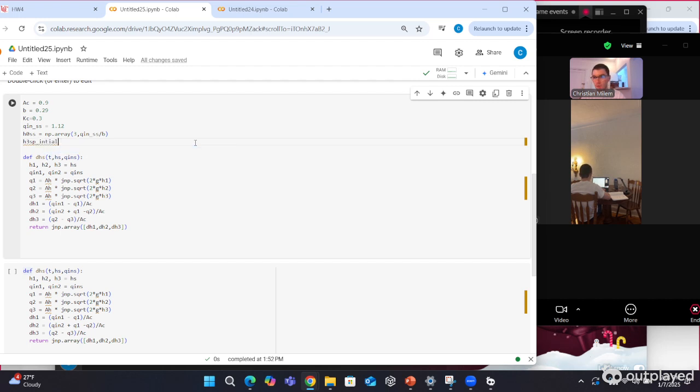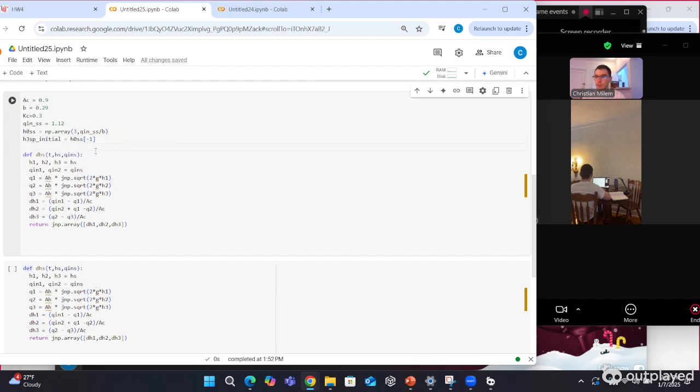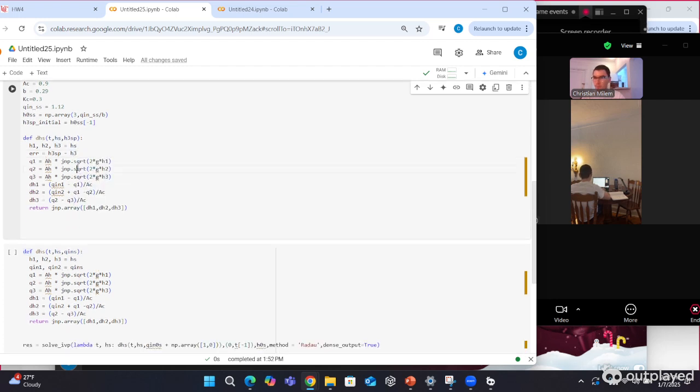So our initial set point is just going to be that last value from our initial height. So again, we don't care about this. That should be a function of our set point now. We don't have this going on anymore. Instead, we're going to have an error, and that's going to be equal to our H3SP minus our height. So our set point minus our height.